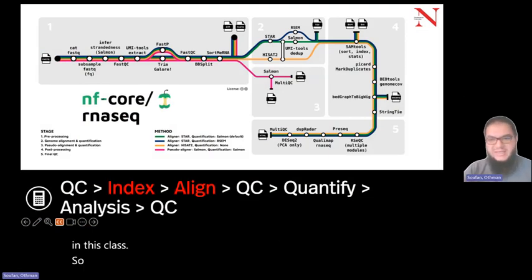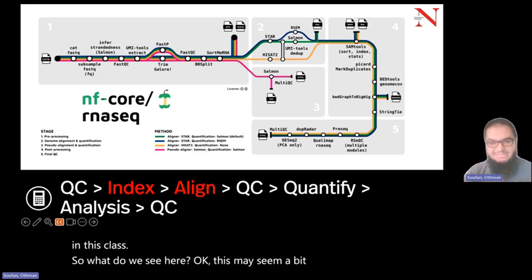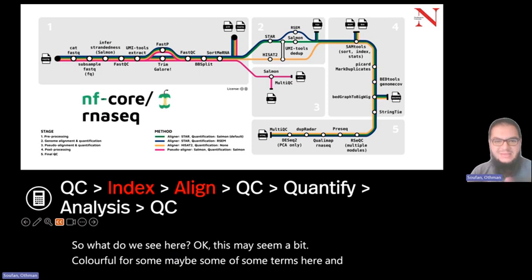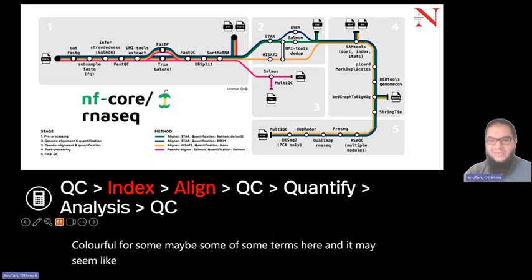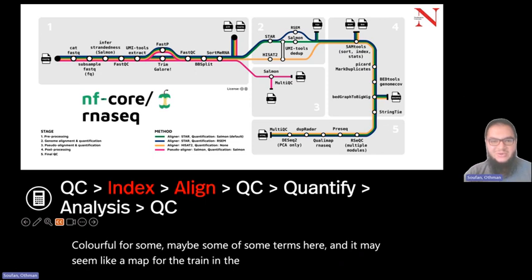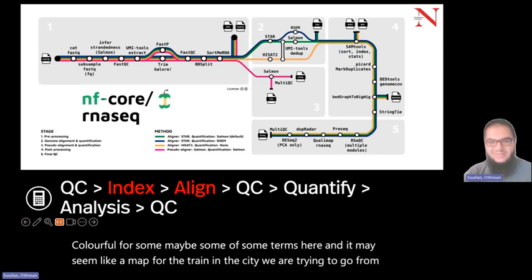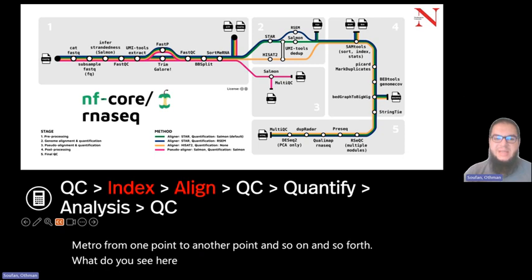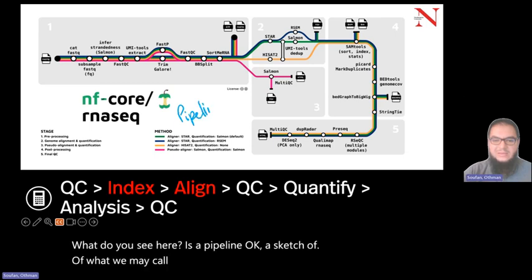So what do we see here? This may seem a bit colorful for some. Maybe some of you know some terms here, and it may seem like a map for the train in the city, where we are trying to go by metro from one point to another point. What you see here is a pipeline, a sketch of what we may call a pipeline.